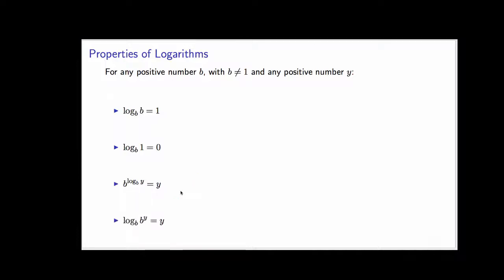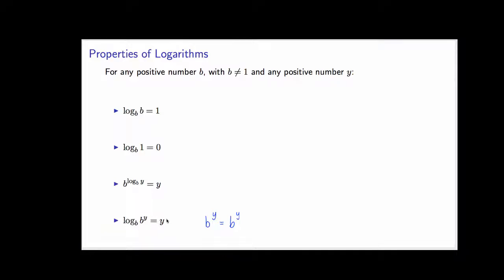And our final property, which is similar to this one we just looked at, is that the log base b of b to the y is equal to y. And again, we can look at this by looking at the corresponding exponential equation. b to the y is equal to b to the y. In exponential form, rewriting this in logarithmic form tells us that the log base b of b to the y is equal to y.